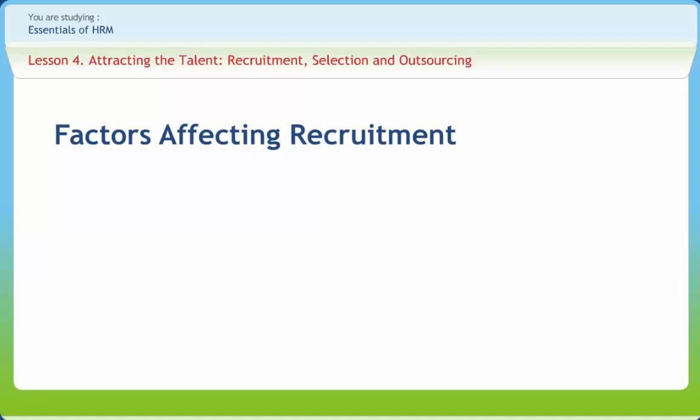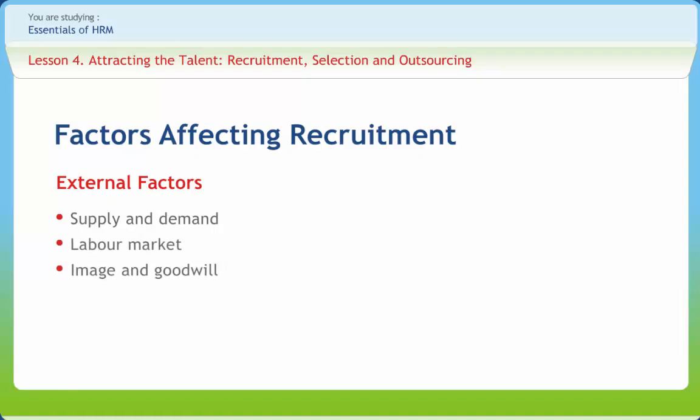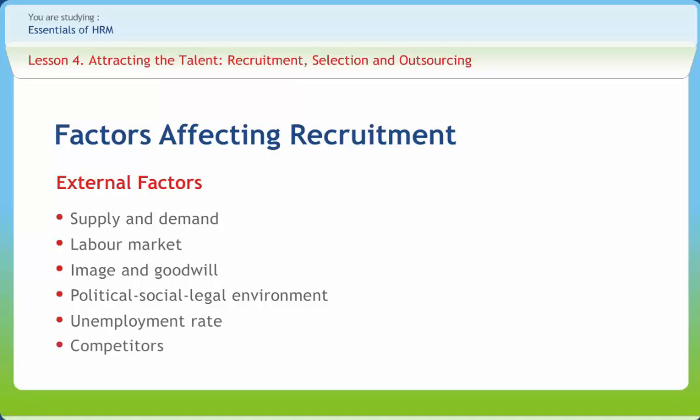Now let us identify the factors that affect recruitment in an organization. They can also be divided into internal and external factors. External factors include supply and demand of labor in the organization and employment conditions in the labor market. Image of the firm: it is generally seen that organizations with a positive image attract and retain employees more than an organization with a negative image. Various government regulations regarding recruitment also affect the recruitment process of the organizations. The prevailing unemployment rate also influences the recruitment process.